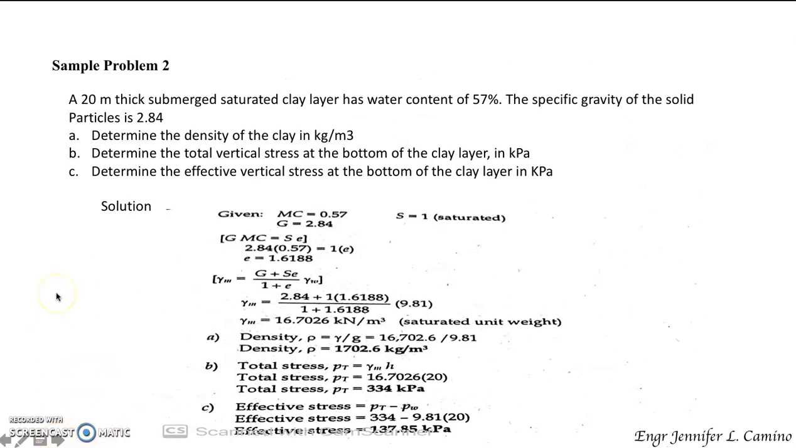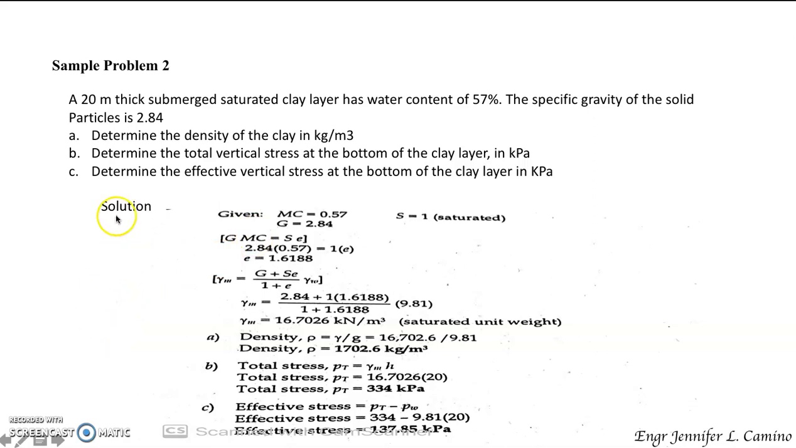So we have here another example. A 20-meter thick submerged saturated clay layer has a water content of 57%. The specific gravity of the solid particles is 2.84. Determine the density of the clay in kilograms per cubic meter. Determine the total vertical stress at the bottom of the clay layer in kilopascal. Determine the effective vertical stress at the bottom of the clay layer in kilopascal.